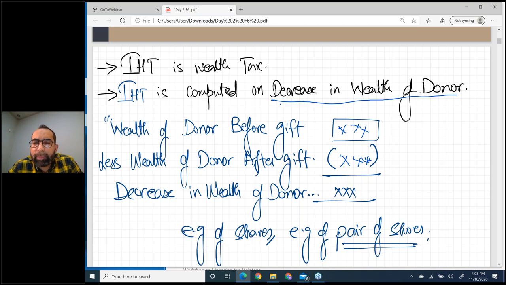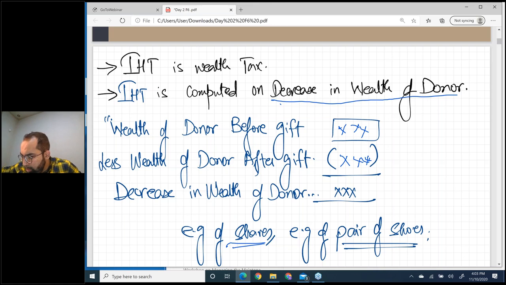Now, normally in past papers I have given the example of a pair of shoes, but in past papers this example normally comes with shares. You all know that combined shares, 100% or 80% of shares, have a different value, and if you break it up into 40%, 30%, 10%, the value is different, right? So you have to apply this formula: wealth of donor before gift less wealth of donor after gift. In today's past papers we'll also cover this area practically. Don't forget, this is a very basic thing, and normally the examiner asks about this.